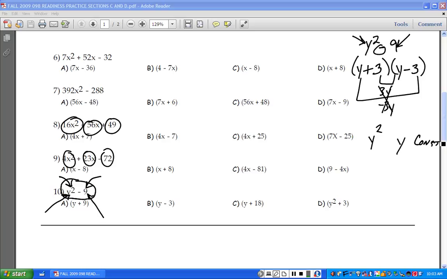Alright, so there it is. That wraps it up for us. Again, hopefully this helps you understand factoring a little bit better, and we'll be following this session with our last session, which will be graphing. Thank you.